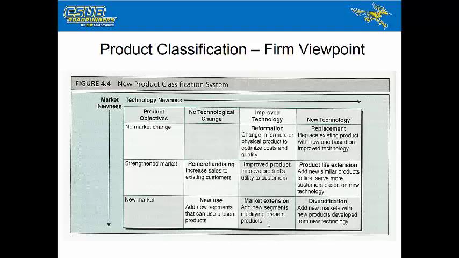Add new markets with new products developed from new technology. That's the most radical form of innovation from a company point of view.